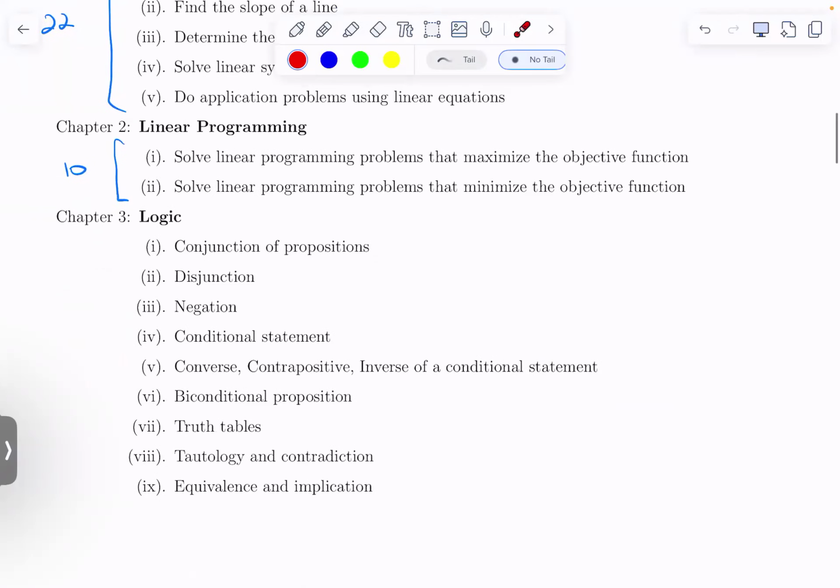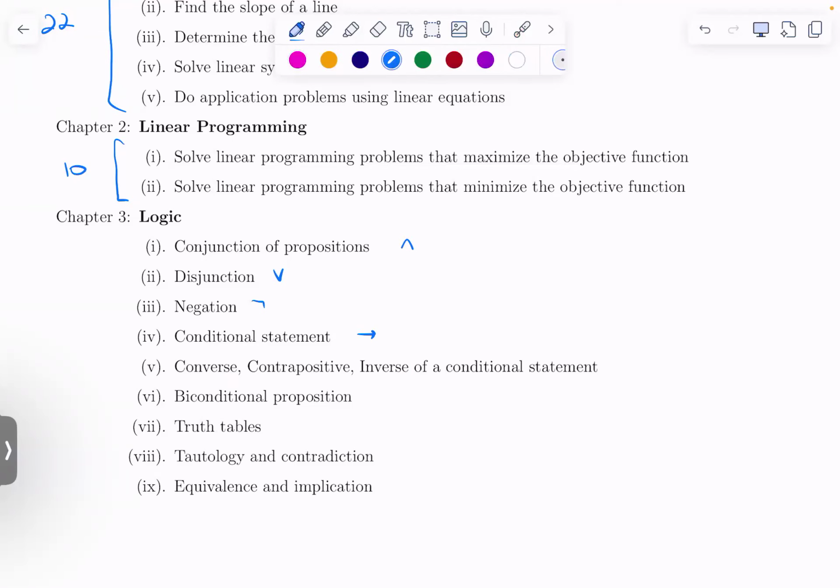And then we did logic. Conjunction, that's the and, right? Disjunction is the or. Negation is the not. The conditional statement is the if-then statement. And then I'll give you what the converse, the contrapositive, and the inverse are, from a basic conditional statement. I'll give you a conditional statement, just like we did in class, and then you have to rewrite it in words as the converse, the contrapositive, and the inverse, right?